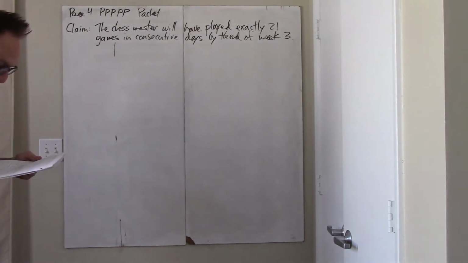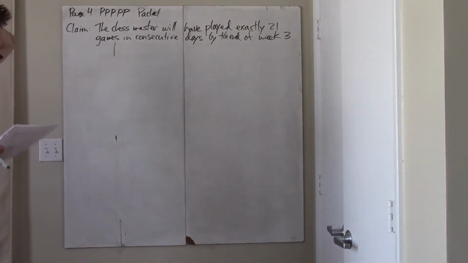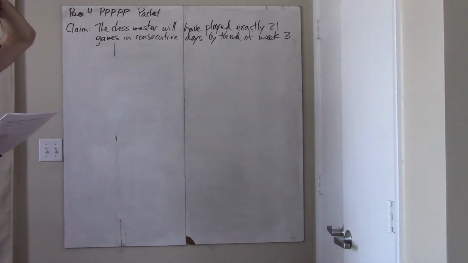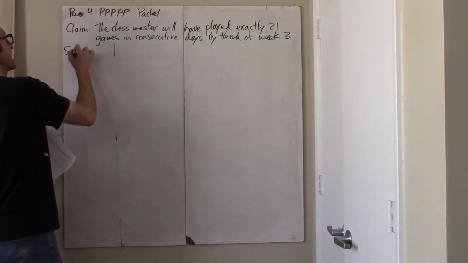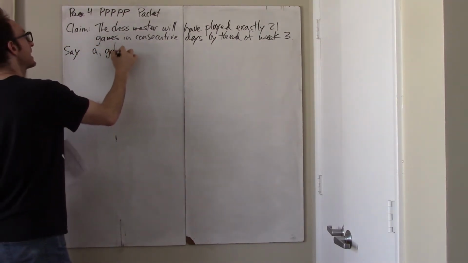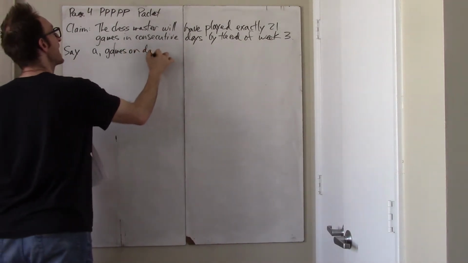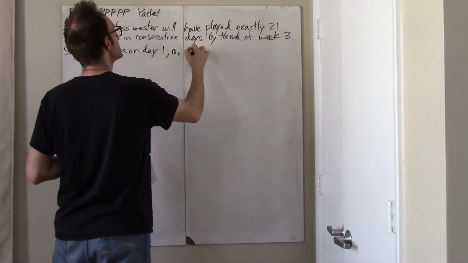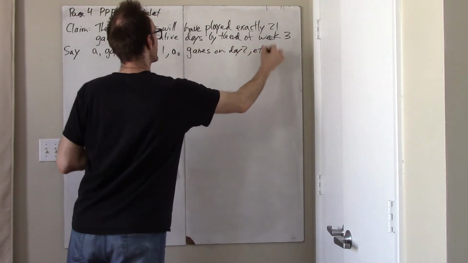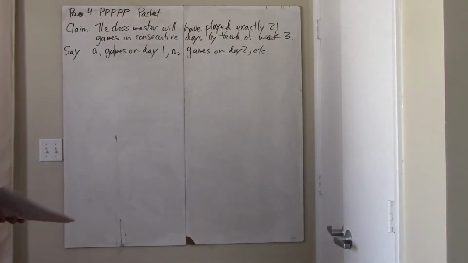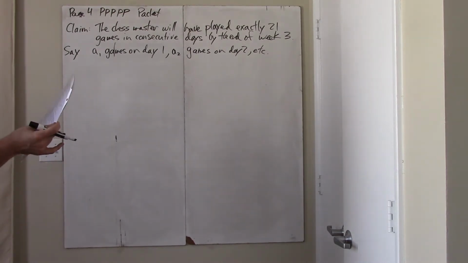Okay. How? Well, let's introduce a notation in which he plays. Let's just say that he plays A1 games on day 1, A2 games on day 2, etc. Note that he plays at least one game every day. So all of these numbers, A1, A2, etc., are positive integers, and they're all at least 1. Now he also doesn't play more than 12 games in a given week.